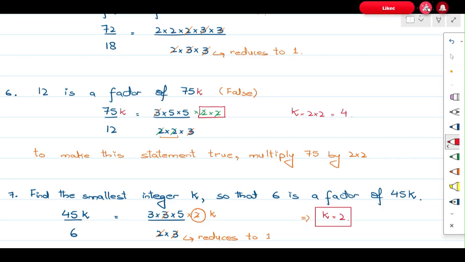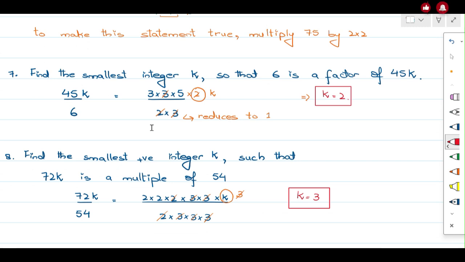So what is the smallest positive integer we multiply with 75 to make this statement true? We need to multiply it by 2 times 2, which is 4. So that smallest integer k should be equal to 4 to make this statement true. All right. Now, in the seventh example, we do the same thing: the smallest positive integer k so that 6 is a factor of 45k. 45's prime factorization divided by 6's prime factorization. How do we reduce to 1? 3 is cancelled with 3, just 2 is left. So the k value is 2.